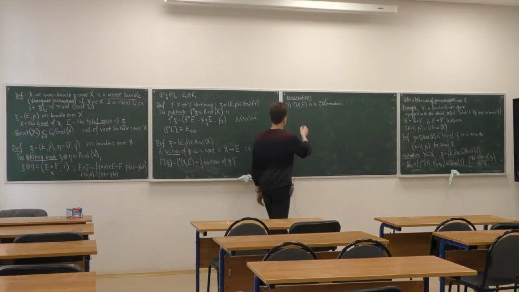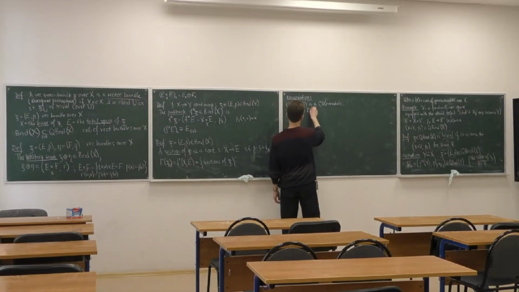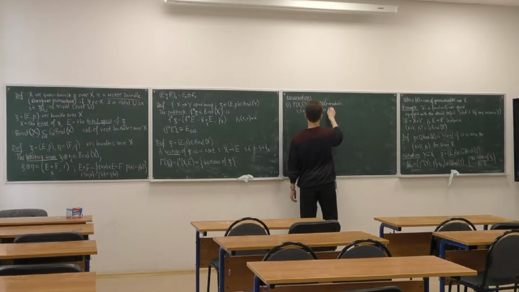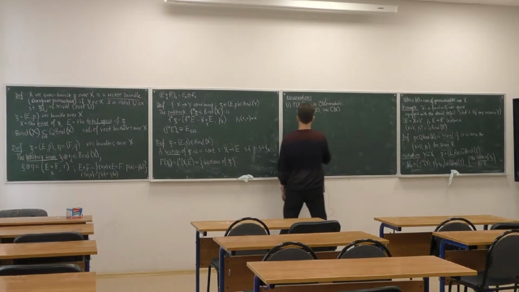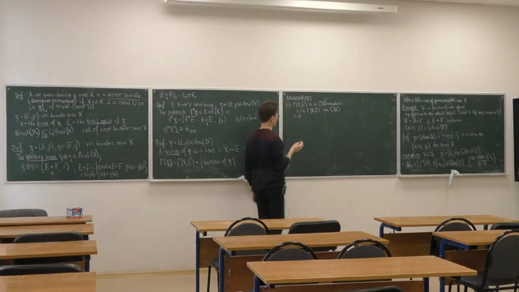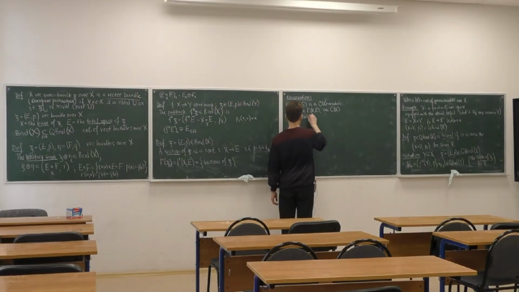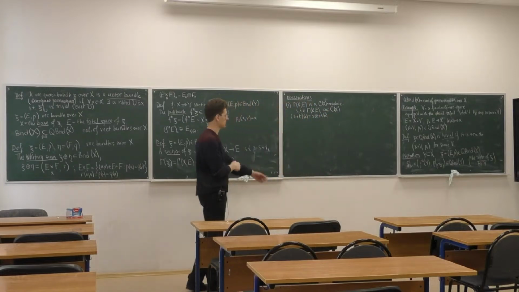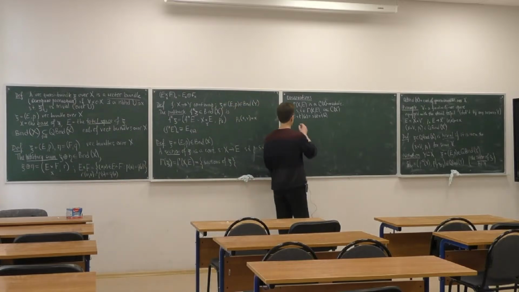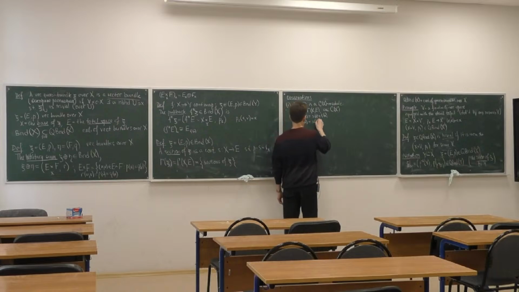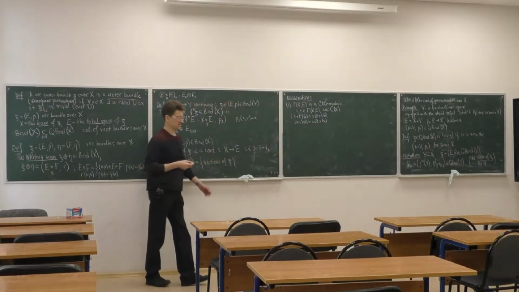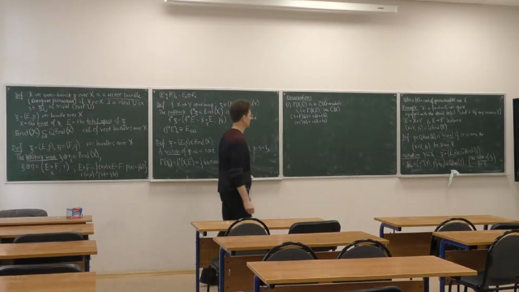If we have two sections S and T, and a continuous function A on X, then we define the sum of these sections pointwise. That is, (S+T)(x) is S(x) plus T(x). Here we use the fact that each fiber has a vector space structure. And similarly, we multiply by A pointwise. We define the section A·S by the following simple formula. And this, again, will be a section of the same bundle. So the set of all sections becomes a C(X)-module.